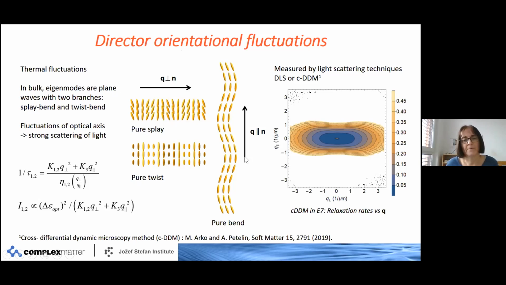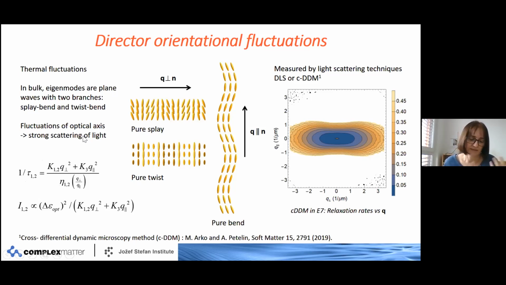If the wave vector is parallel to the director, both branches are degenerate, and we only see the pure bend mode. These eigenmodes are overdamped, which means when they are thermally excited, they relax exponentially to uniform orientation with relaxation rates which are proportional to the ratio of the elastic constant and orientational viscosity.